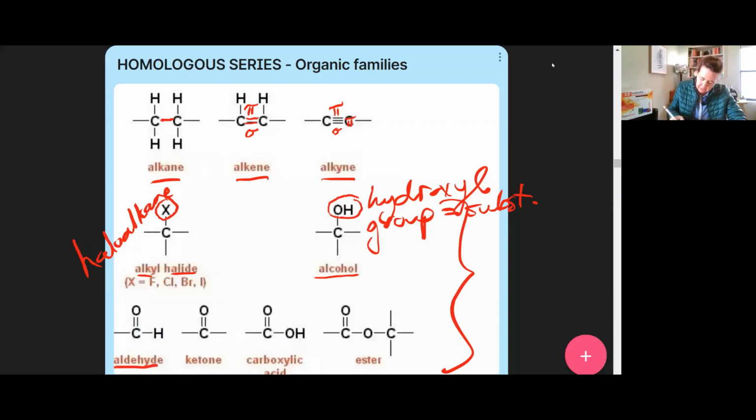onto one of the carbons in that carbon chain. An aldehyde has a double bonded oxygen on one of the carbons, and a ketone exactly the same, but the difference between an aldehyde and a ketone is that the double bonded oxygen on that carbon is on one of the extreme carbons. So it's the carbon either at the front or right at the end of the chain.